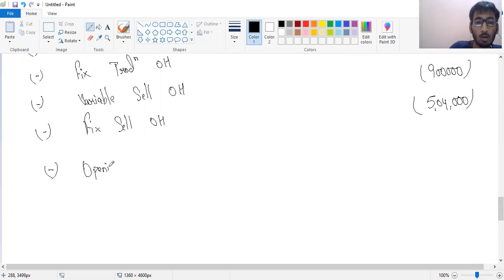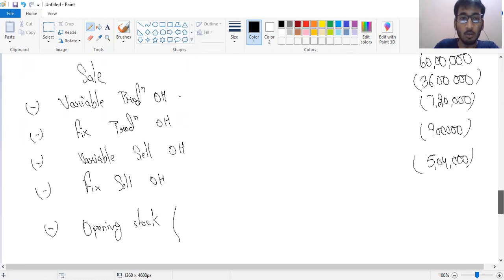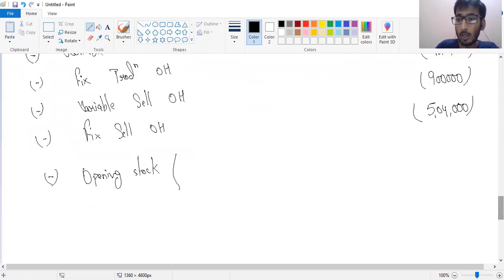Opening stock. Since it is absorption costing, we will take both. Both what? Both fixed cost and variable cost for the purpose of calculating opening stock figure. Since we are taking the previous year figure, we are taking basically budgeted cost. Okay, so let's see what was the production cost last year. So production cost was 35 lakh 20,000.